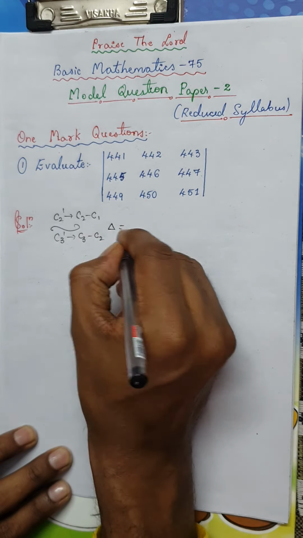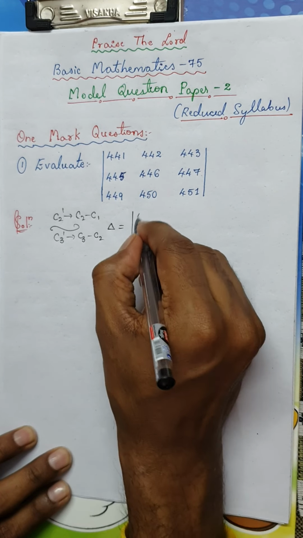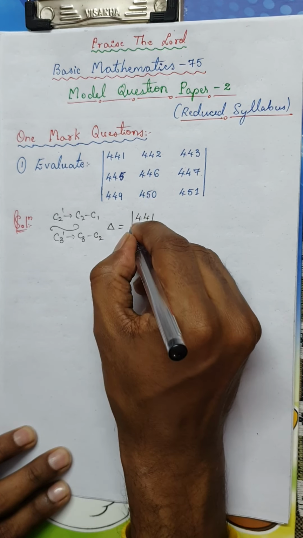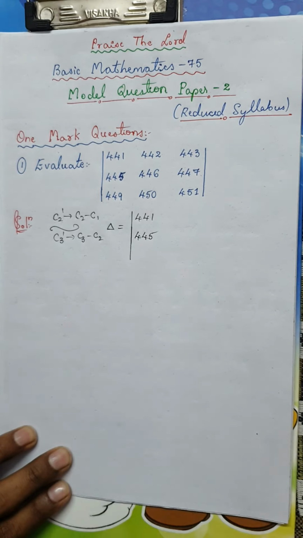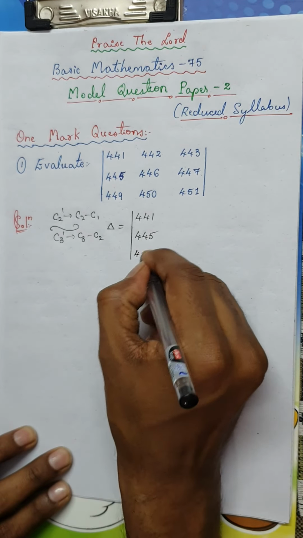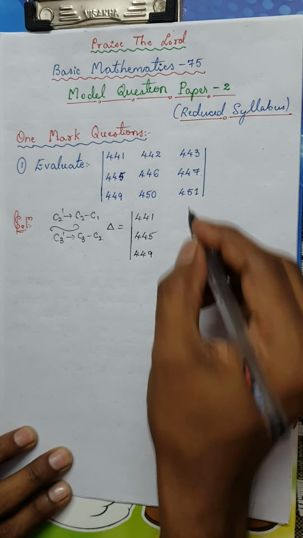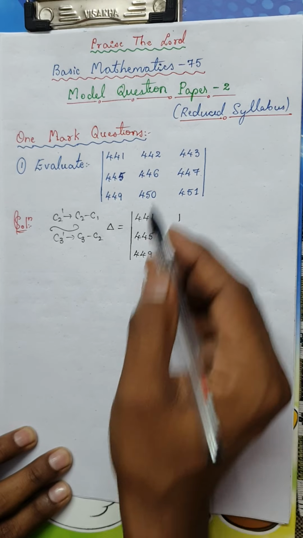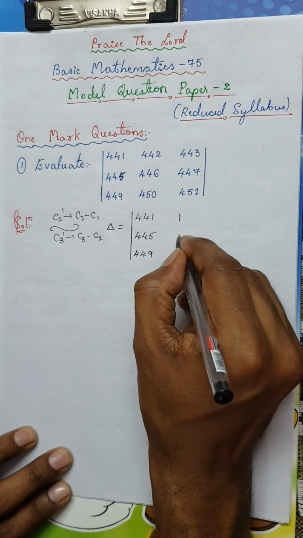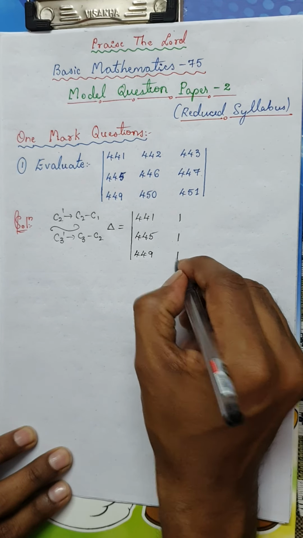So what happens to the determinant? The first column has no change. Whichever column has no change, please write it as it is. So 441, 445, 449. And C2 minus C1: 442 minus 441 is 1. Similarly, 46 minus 45 is 1. Similarly, 50 minus 49 is 1.